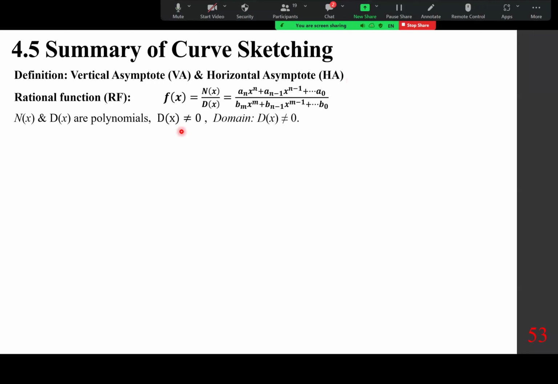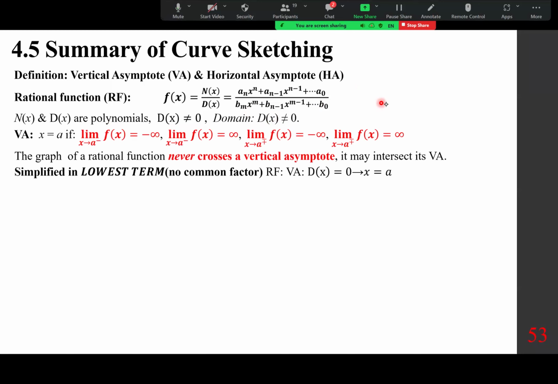So n of x and d of x are polynomial. D of x can't be 0, and the domain is all real numbers except what make the denominator 0. Vertical asymptote, x equals a, if the limit of f of x as x approaches a from the left or from the right is either negative or positive infinity. The graph of a rational function never crosses a vertical asymptote. Simplified in lowest term, no common factor. VA would be d of x equals 0, x equals a.